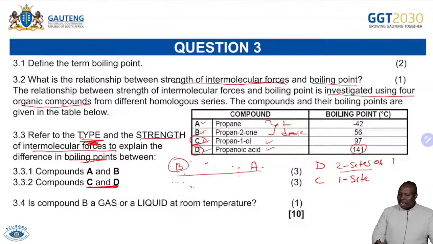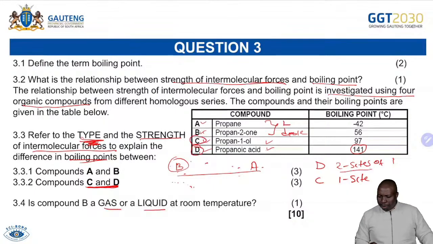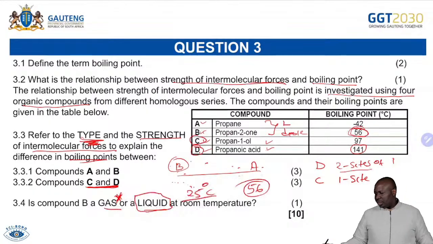Is compound B a gas or a liquid at room temperature? Remember, room temperature is 25 degrees Celsius. They are saying go to B, which boils at 56. You can see that it hasn't boiled yet because room temperature is 25 degrees Celsius. So definitely it's not a gas, because it can only become a gas after boiling. If it's not a gas, it is a liquid. So compound B is a liquid at room temperature. What is the reason? Its boiling point is 56, and room temperature was still at 25. We haven't reached 56 degrees Celsius. That is your 10 marks, and you are able to do that.